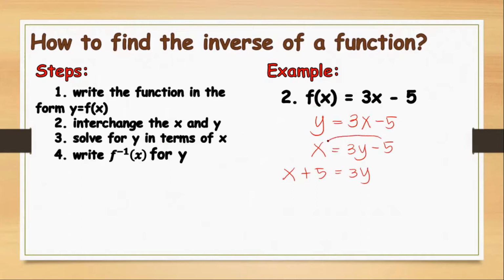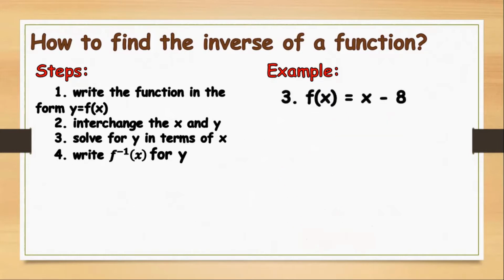So your negative 5 will be transferred here on the left side, and so it will become positive 5. And since we have 3 as coefficient of y, we need to divide both sides by 3. And so, if we cancel this, we get y equals x plus 5 all over 3. So, the inverse of the function is x plus 5 all over 3. So I think it's just easy for you to understand this.